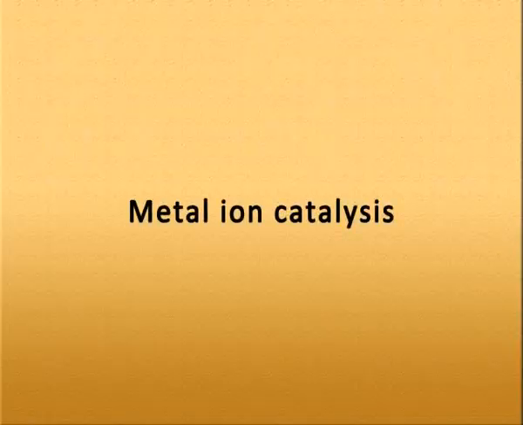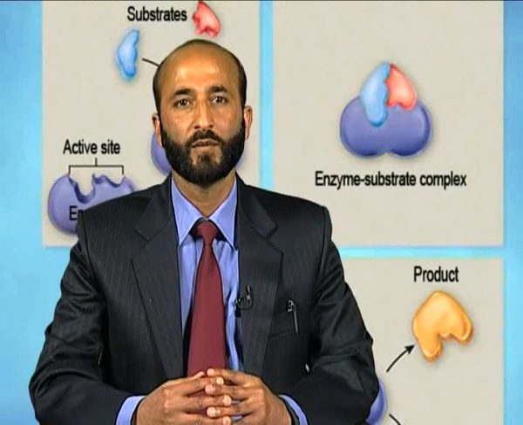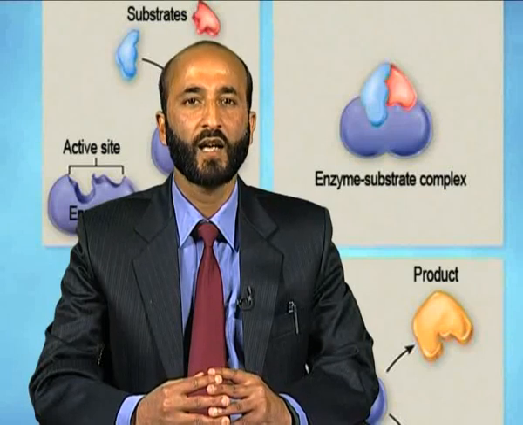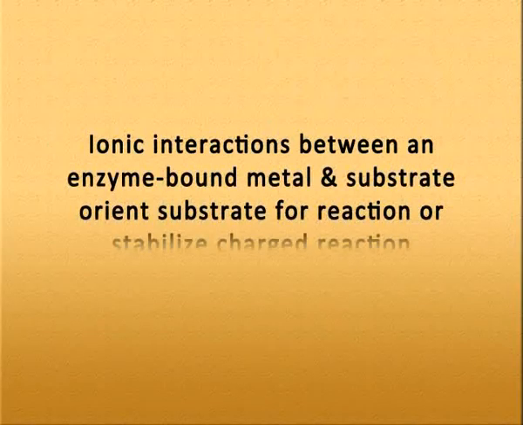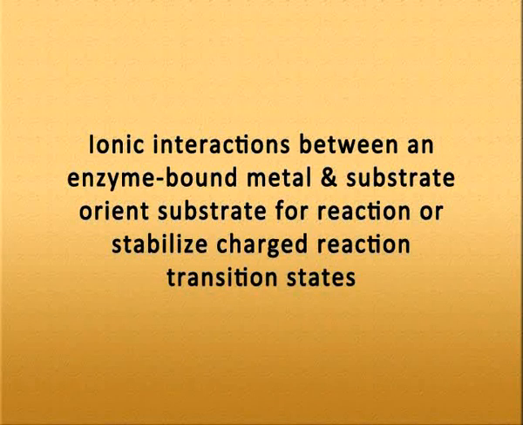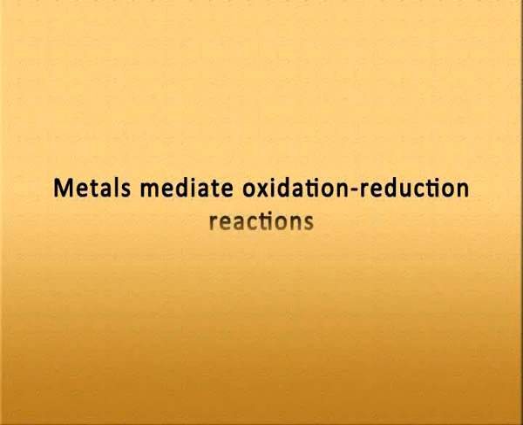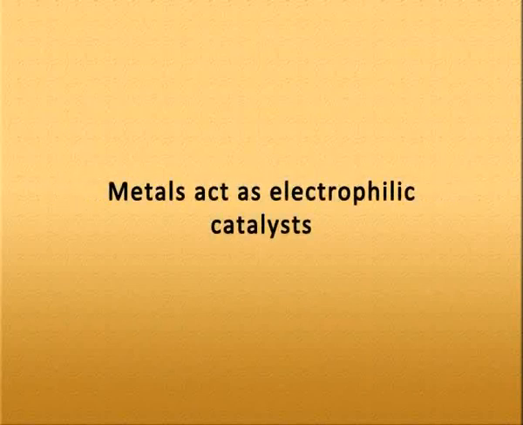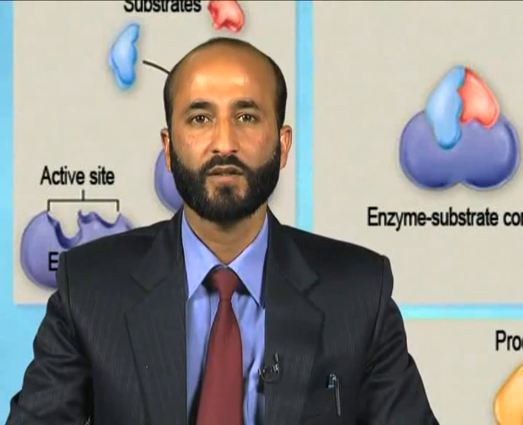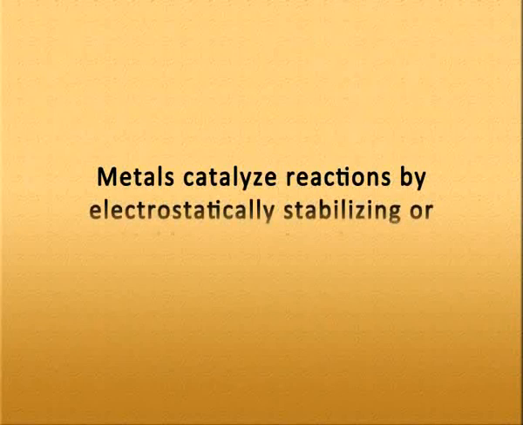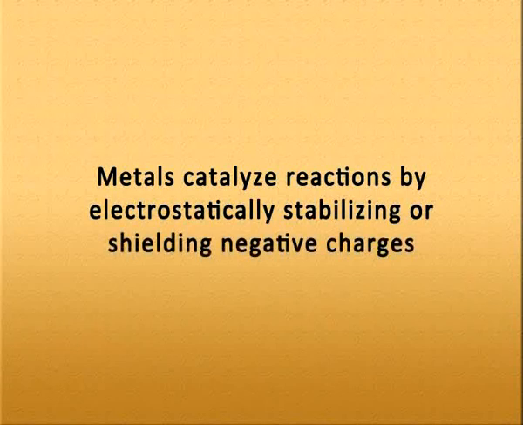Now, metal ion catalysis. Nearly one third of all known enzymes require one or more metal ions for catalytic activity. Metals can participate in catalysis in several ways. Number 1. Ionic interaction between an enzyme-bound metal and a substrate can help orient the substrate for reaction or stabilize charged reaction transition states. Number 2. Metals can also mediate oxidation and reduction reactions by reversible changes in the metal ion's oxidation state. Third, metals also act as electrophilic catalysts, stabilizing the increased electron density or negative charge that can develop during reactions. Fourth, metals also catalyze reactions by electrostatically stabilizing or shielding negative charges.